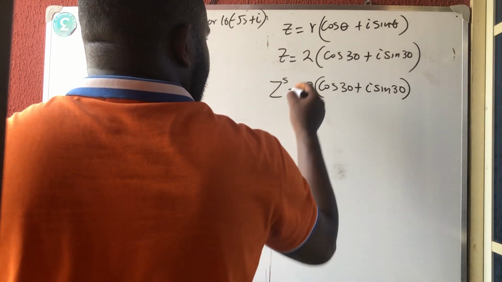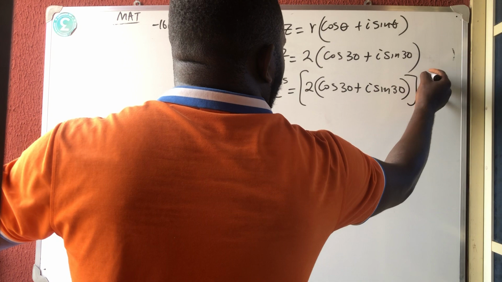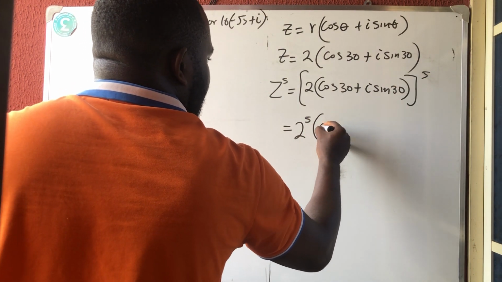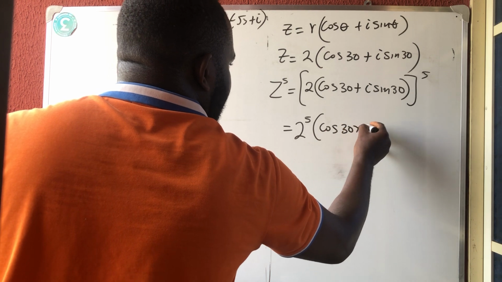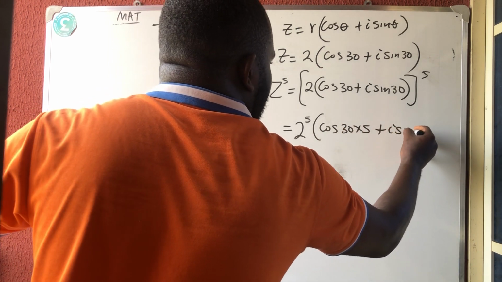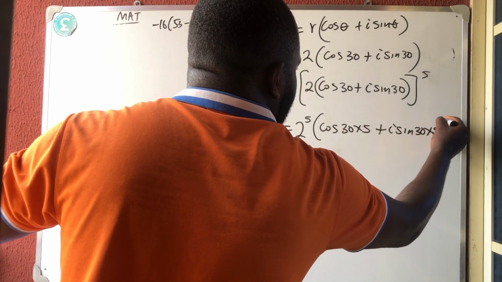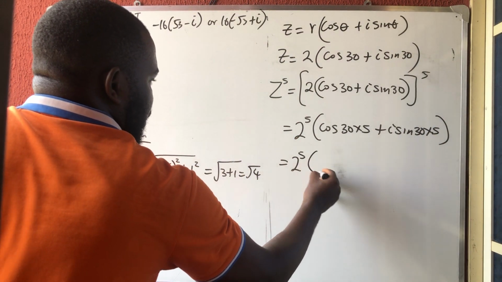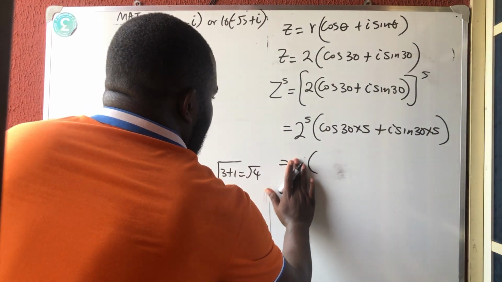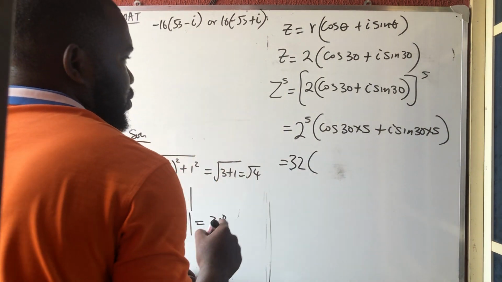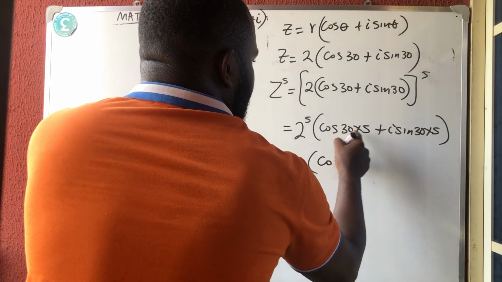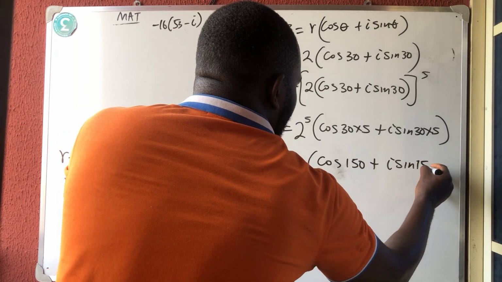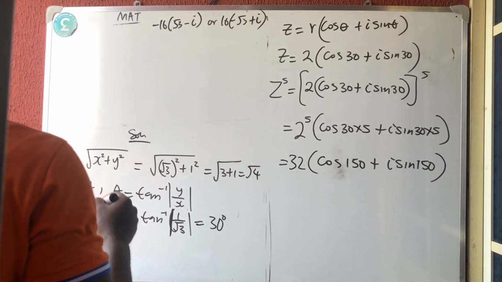Then what am I saying? Everything should be raised to power 5. So I'm left with 2 raised to power 5 in bracket of cos 30 times 5 plus I sin 30 times 5. So which is what? In fact this one is 32 into cos 150 plus I sin 150. Now 150 is second quadrant.